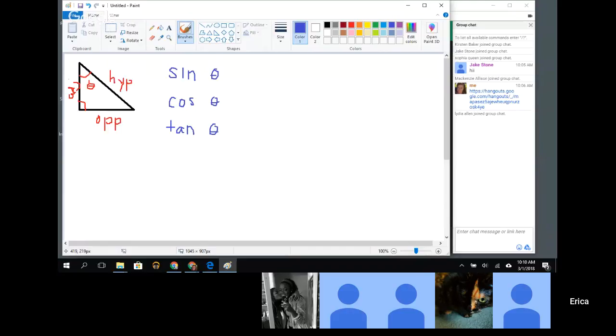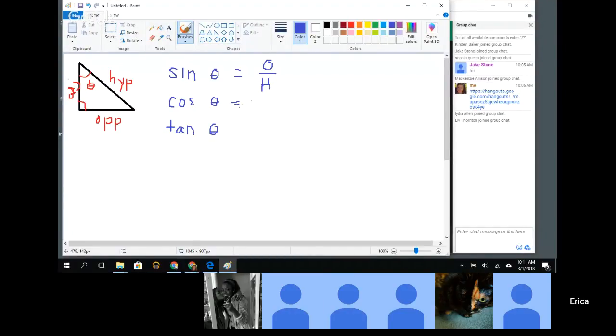we're going to go to our friend SOHCAHTOA. SOHCAHTOA tells us that the sine of theta equals the opposite over the hypotenuse. The cosine of theta is the CAH part, the one I have a hard time spelling, right? CAH is the adjacent over the hypotenuse. And then we have TOA, the opposite over the adjacent.